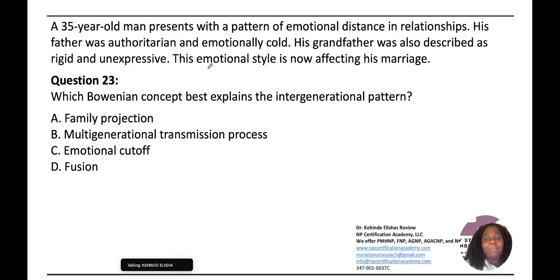Okay, so a 35-year-old man presents with a pattern of emotional distance in relationships. His father was authoritarian and emotionally cold. The grandfather was described as rigid and unexpressive. And of course, this emotional style is now affecting his marriage. Which Bowenian concept best explains the intergenerational pattern? A, family projection. B, multi-generational transmission process. C, emotional cutoff. D, fusion.